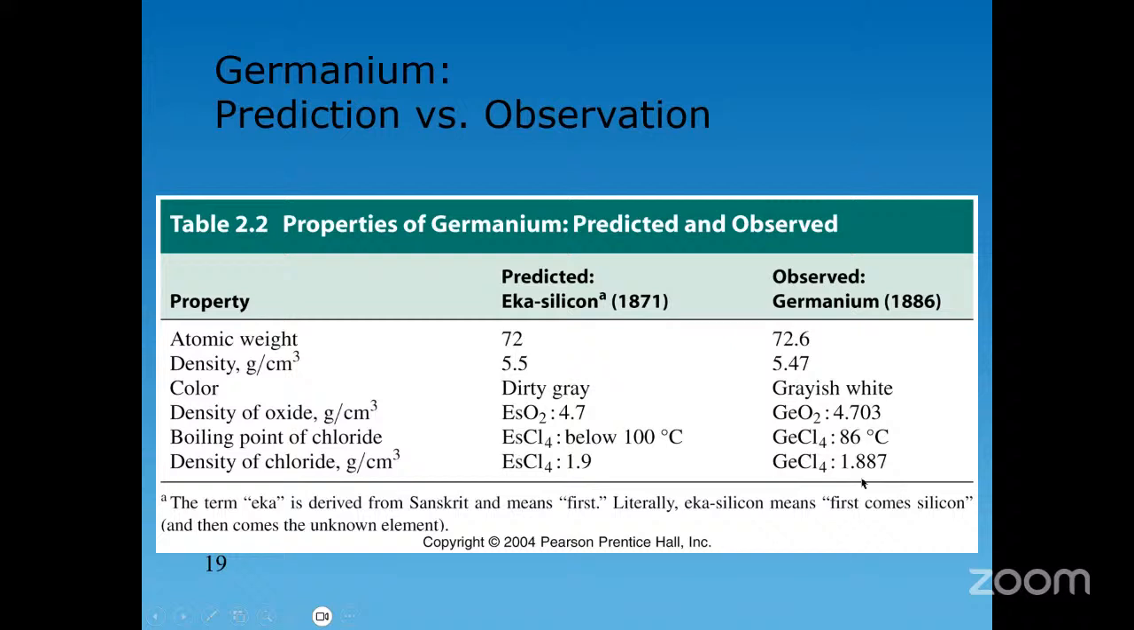So you see here that there's a close correlation between what was observed when germanium was discovered and what was predicted before germanium was discovered. And this is not the only example. There are several examples where you see a close correlation between what is predicted and what was eventually discovered for other elements.